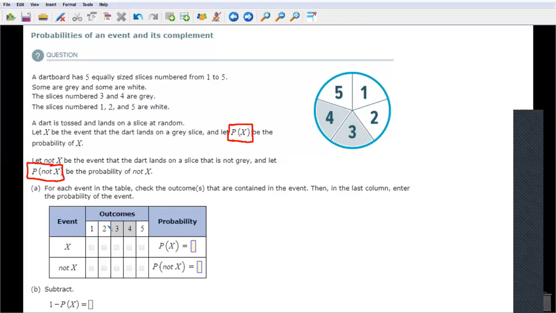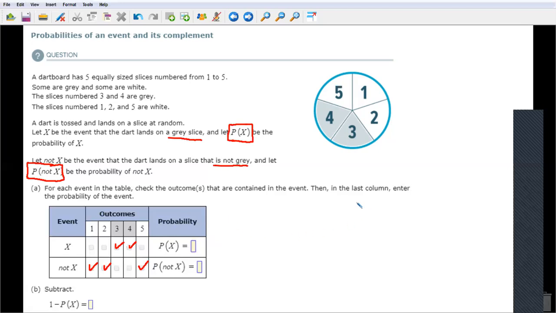In the table that they give you down here, they want you to just check off which numbers are which. So we're looking at X, and X means that it lands on a gray slice. Out of these 5 outcomes, 3 and 4 are the ones that will result in landing on a gray slice. For the ones that are not X, or the ones that are not gray, that would be our 1, our 2, and our 5.